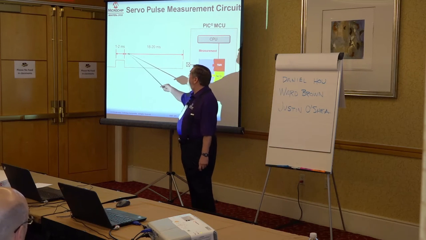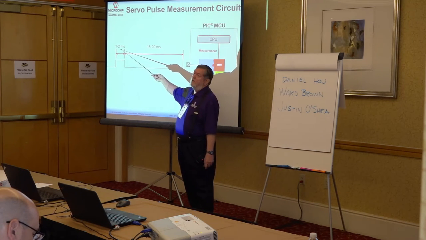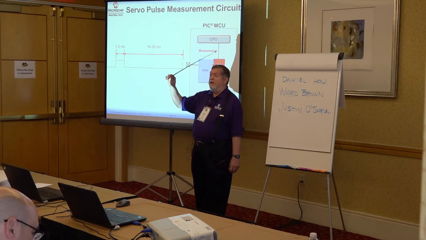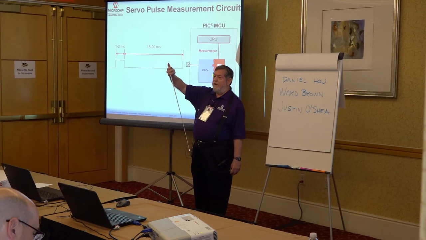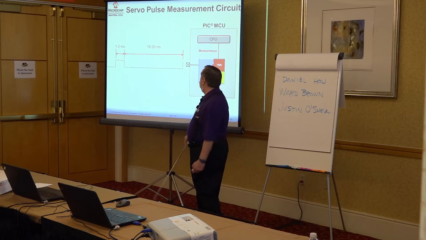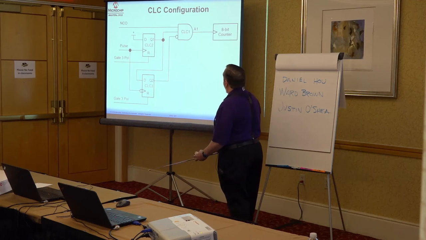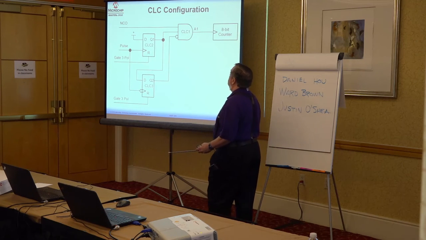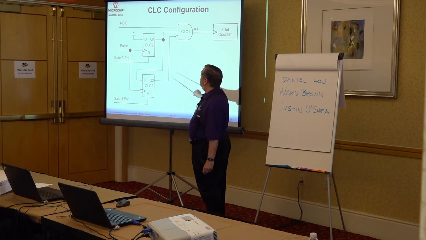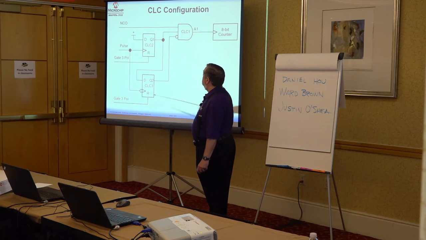And we're going to do that. The shortest it can be is 1 millisecond, and the longest it can be is 2 milliseconds. So if you've got an aileron control, at 1 millisecond it might be here, and at 2 milliseconds it's here, and in between, it goes up and down. We're going to do that with 3 CLCs. This is a gate that's going to feed my counter, and it's going to be controlled by these 2 flip-flops.